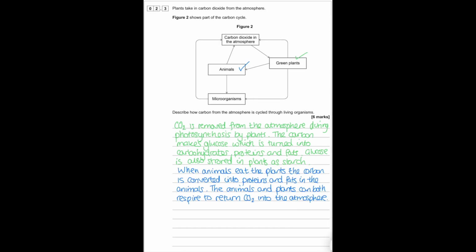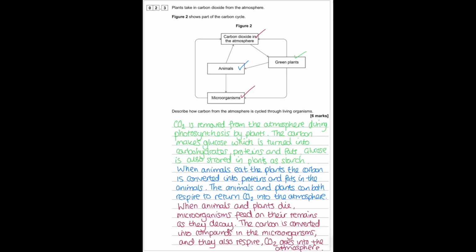When the animals eat the plants, the carbon is converted into proteins and fats in the animals. The animals and plants can both respire to return carbon dioxide into the atmosphere. When animals and plants die, microorganisms feed on the remains as they decay. The carbon is converted into compounds in the microorganisms and they also respire, which means carbon dioxide goes into the atmosphere.